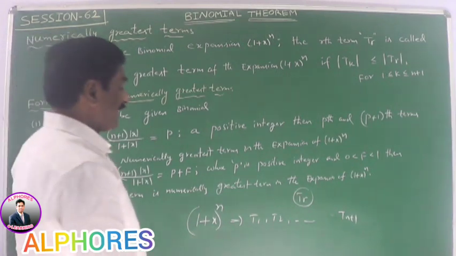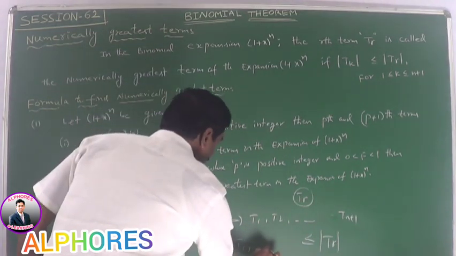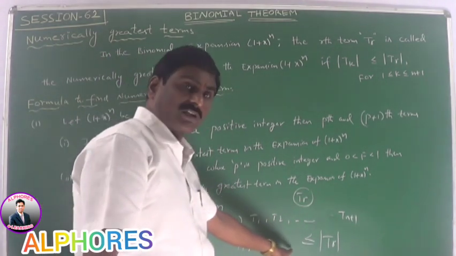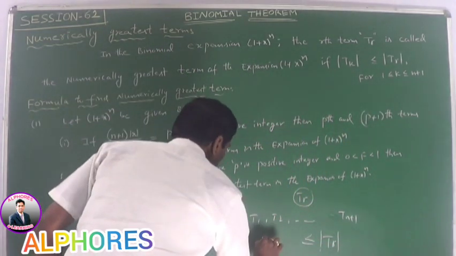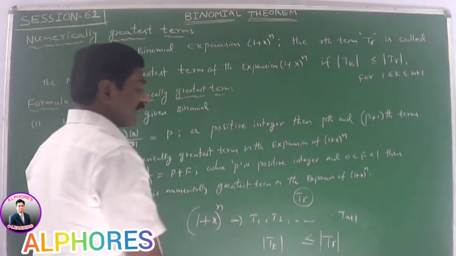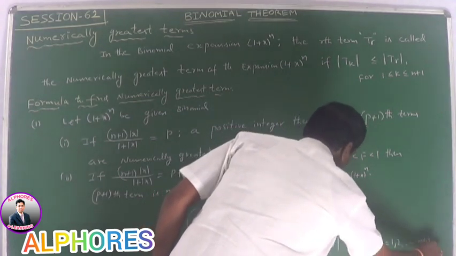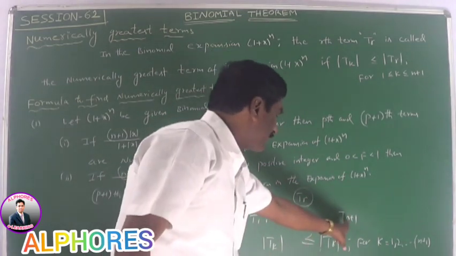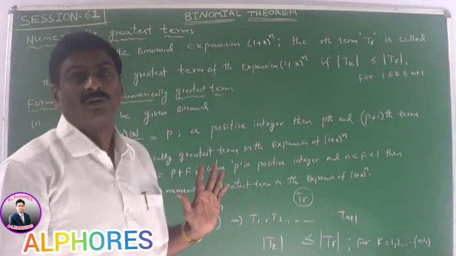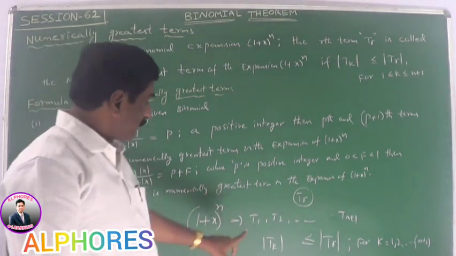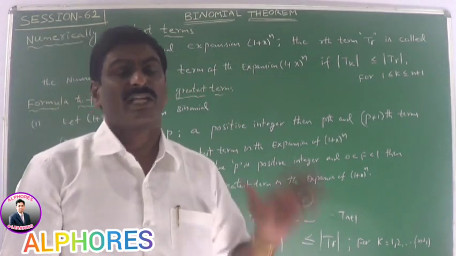What is the meaning of that? t r has a greater value compared with all the remaining values. That means for t1, t2, t3, and so on up to t(n+1), mod t1, mod t2, mod t3, and so on are all less than or equal to mod t r. That can be simply denoted by mod t suffix k is less than or equal to mod t r for k equal to 1, 2, 3, and so on up to n plus 1. If any of these values is less than or equal to mod t r, then t r is said to be the numerically greatest term. Please note this.